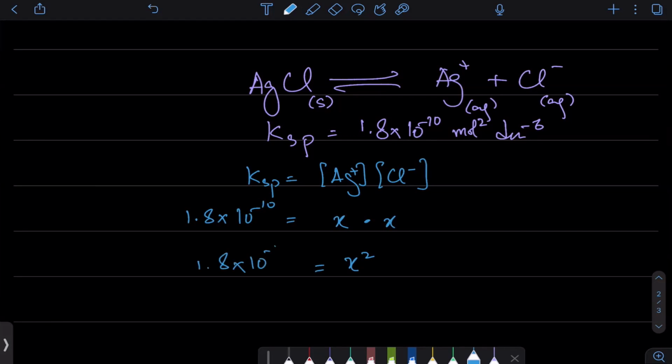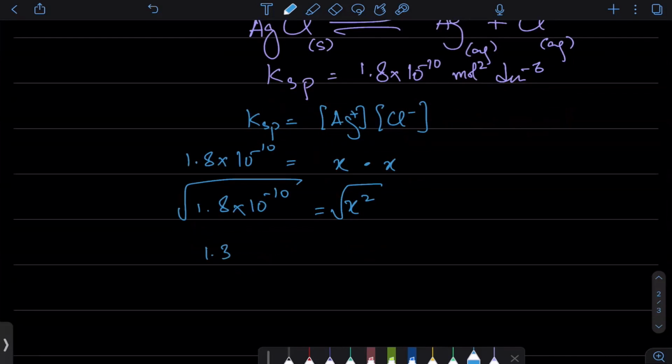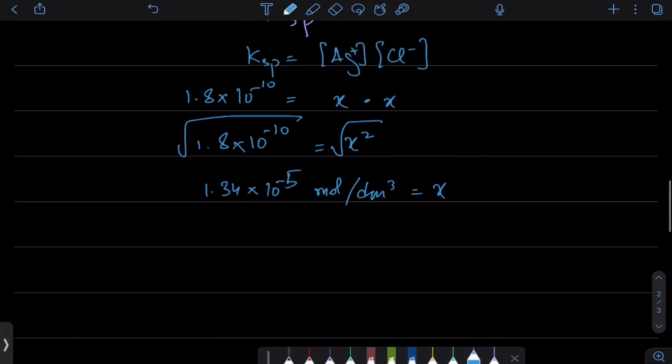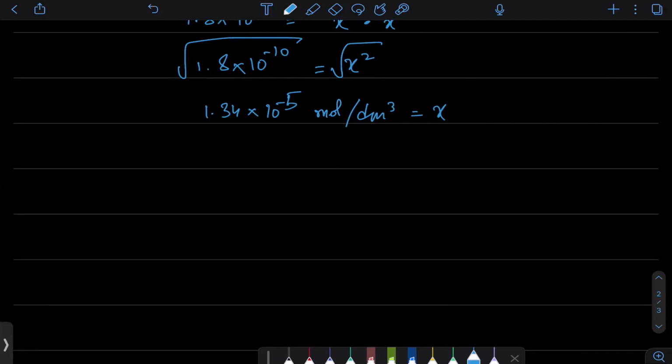And if I want to figure out the concentration, not the moles, concentration of silver ion, it's going to be the square root of this, which will be 1.34 times 10 to the minus 5 moles per dm cube for the concentration of silver ion. And now that I know this concentration, I know that the mole ratio is 1 to 1. So silver chloride का MR लूंगा और उसको इससे multiply कर दूंगा to figure out what is the solubility, what is the mass that dissolves in 1 dm cube of solution.